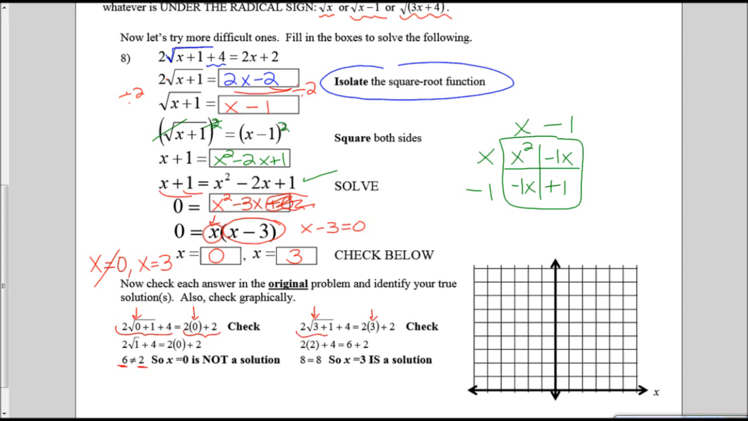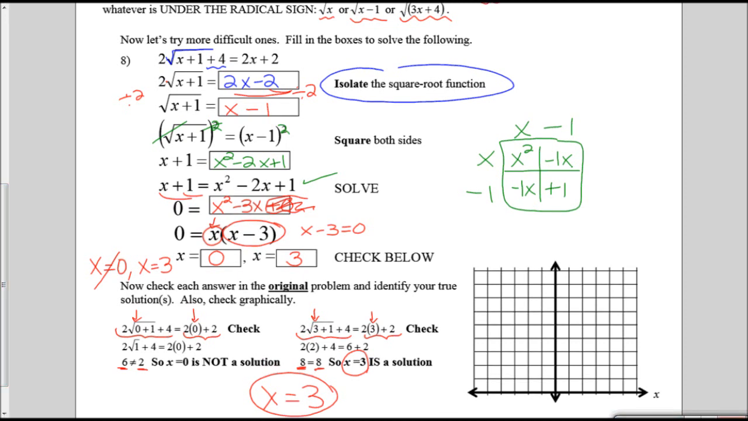I can also plug in 3 to the original equation for each x. If I then evaluate the left side of the equation, following my order of operations, it gives me 8. When I evaluate the right side of my equation, it gives me 8. Since 8 equals 8, x equals 3 is a solution, and it is the only solution to this problem.